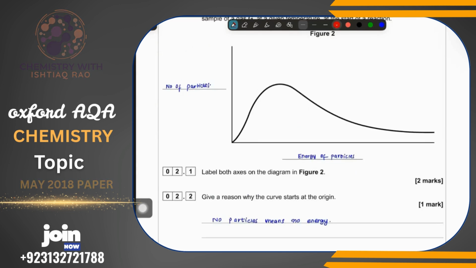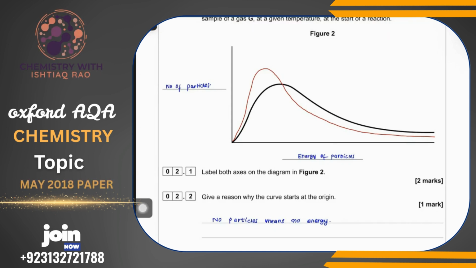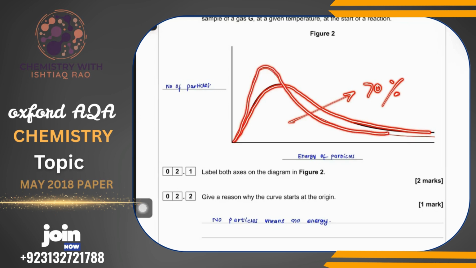So they are asking to draw another curve at a lower temperature. What would I do? I would be drawing it like that. At a lower temperature, the energy is going to decrease, but the number of particles will remain the same. Let's say in this curve we have 70% particles; in the new curve we also have 70% particles.